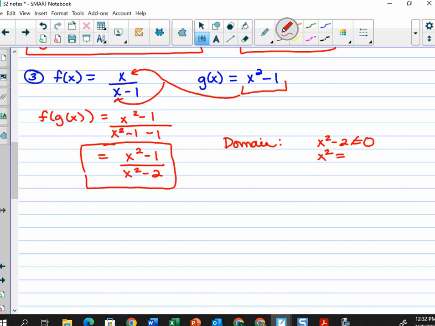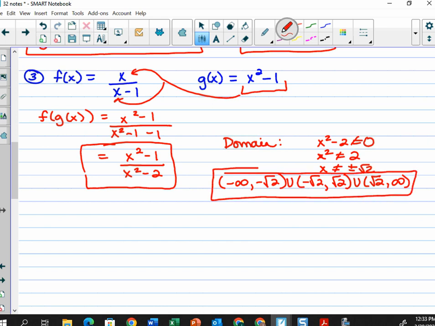So what does that mean? X squared can't equal 2. Yeah, x cannot equal plus or minus root 2. So your lovely domain will be negative infinity to negative root 2, parentheses, union negative root 2 to root 2, union, parentheses, root 2 to infinity. Tedious to write, yes.